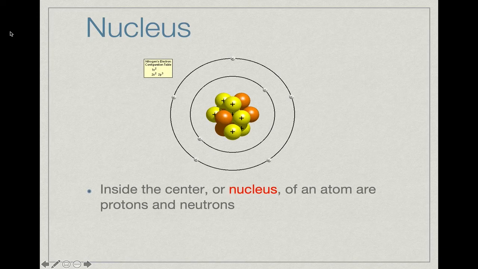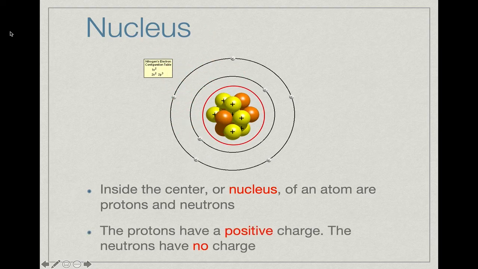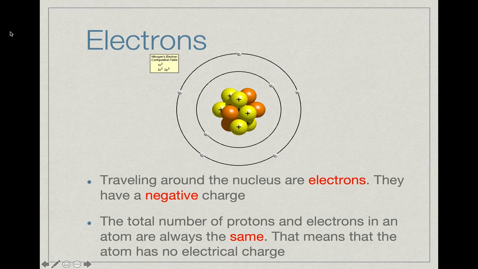Inside the center, or nucleus, of the atom are again the protons and the neutrons. That's our nucleus, that's our center. The protons have a positive charge while the neutrons have no charge, just a blank. So that's why the overall center is still positive. And traveling around the nucleus are the electrons. They have a tiny negative charge. The total number of protons and electrons in an atom are always the same. That means the atom is neutral, or has no net electrical charge.